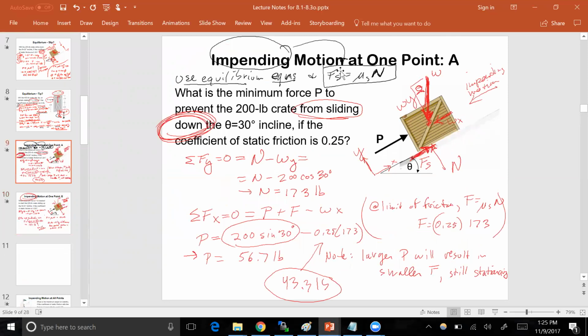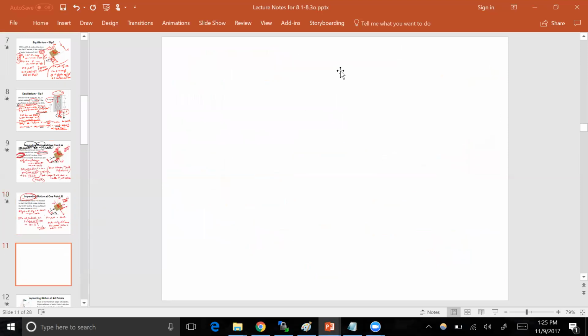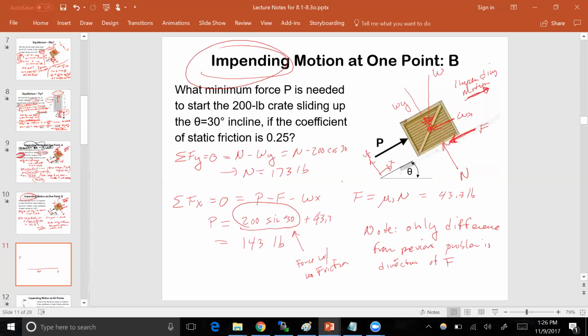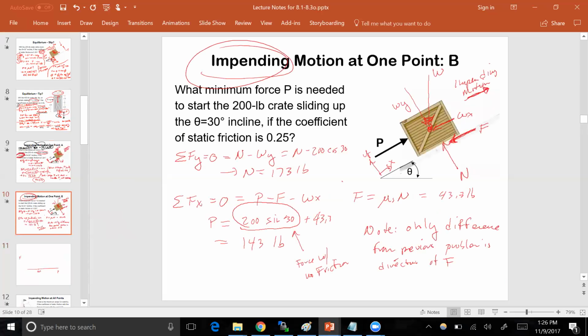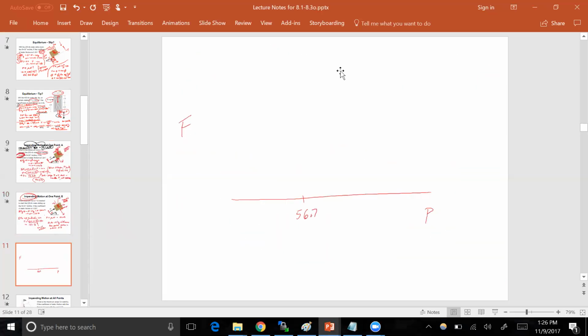And this is the kind of thing we could probably do in the lab, right? So it says we have to provide 56 pounds to keep it from sliding. So if we sort of draw P here, and we could draw F, and actually this would be kind of interesting, right? Because when P is 56.7 pounds, what was friction force? It was at the limit, say 43.3, right? So right here is 43.3, right? There's the friction force.